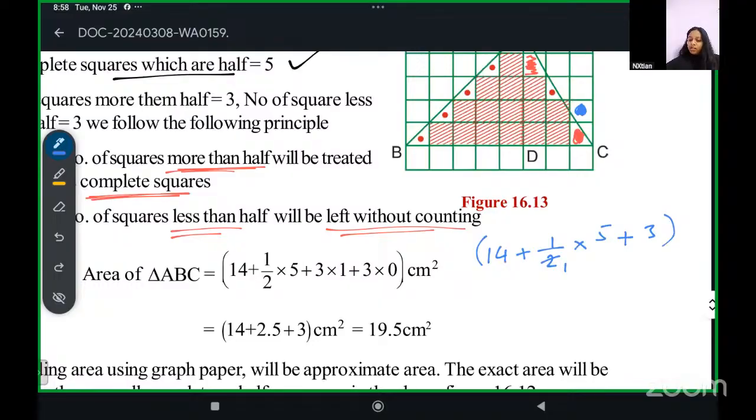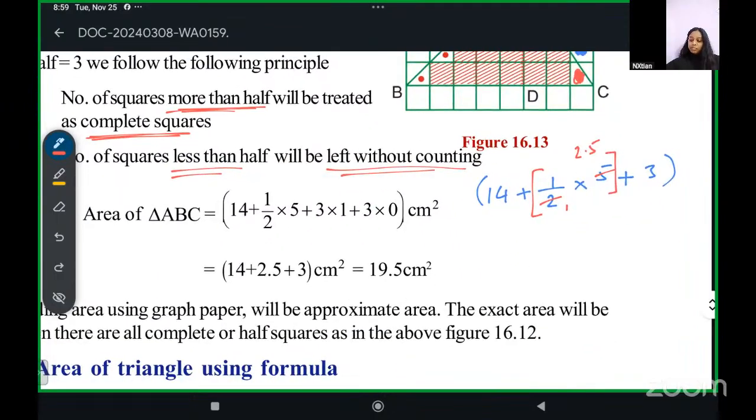Don't cancel this 2 with 14. Why? Because it has a plus sign in between. Is it 20? 19.5 is written, Abraham. Ma'am, I think they must have made a mistake.